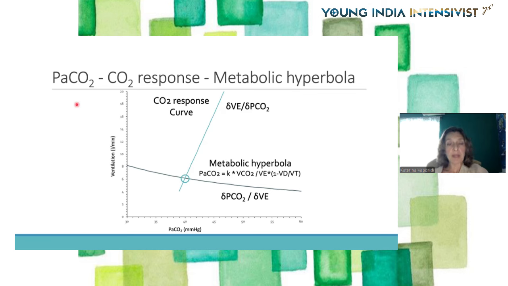So what is called the apneic PCO2, the level of PCO2 desired by the brain, is the intercept between these two curves. The metabolic hyperbola, defined by this equation, depends on the CO2 production, and it's inversely proportional to alveolar ventilation. And this curve gives us the change in PCO2 for a given change in ventilation, depending on dead space and CO2 production. And we have the CO2 response curve, which is the chemosensitivity, as we talked about, which is the change in ventilation the respiratory centers demand for a change in PCO2. At the crossing point is the target PCO2. Think about it like the cardiac output and venous return curves. It's a pretty similar concept.